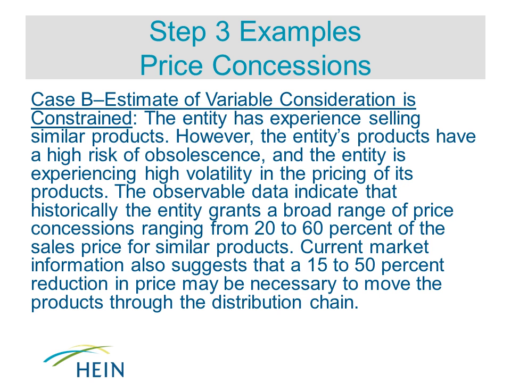So then in case B, we have an example where the estimate of variable consideration is constrained. In this case, the entity also has experience selling similar products. However, the products have a high risk of obsolescence. Also, the entity has experienced high volatility in the pricing of its product. So observable data indicate that historically the entity grants a broad range of price concessions ranging from 20 to 60% of the sales price for similar products. Current market information also suggests that a 15 to 50% reduction in price may be necessary to move the products through the distribution chain.